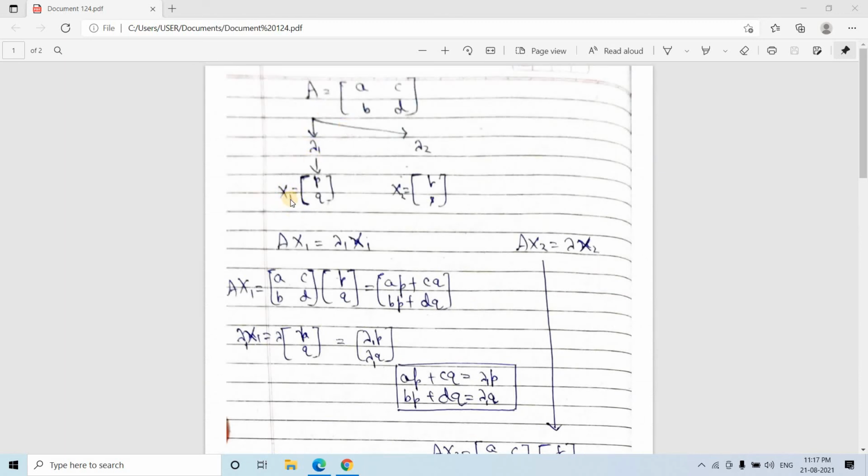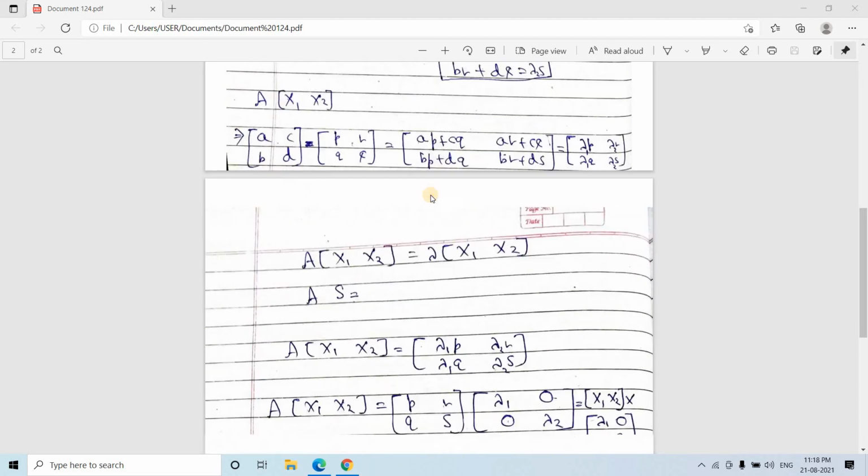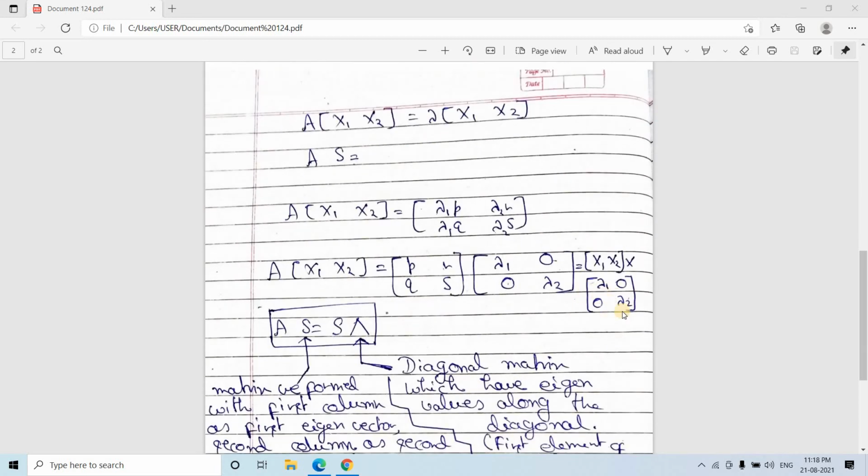For lambda 1, the eigenvector is PQ. For lambda 2, the eigenvector is RS, right? Okay. So we are getting this particular one. So this particular matrix, what is the current situation? A multiplied by x1 x2 equals x1 x2 multiplied by this kind of diagonal matrix, where in the diagonals we basically have our eigenvalues.